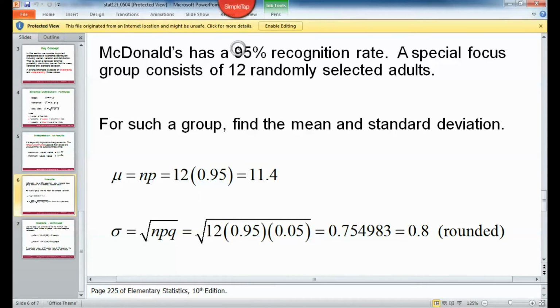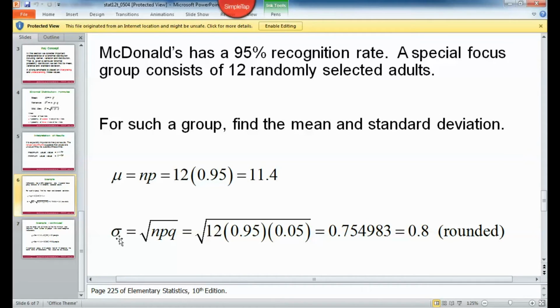Okay, so if it has a 95% recognition rate, that means p is 0.95. What is q? 0.05. 1 minus 0.95 is 0.05. All right, so how do we find the mean? We use the formula for the mean of a binomial distribution. Mean is n times p. So 12 times 0.95. So the mean is 11.4.